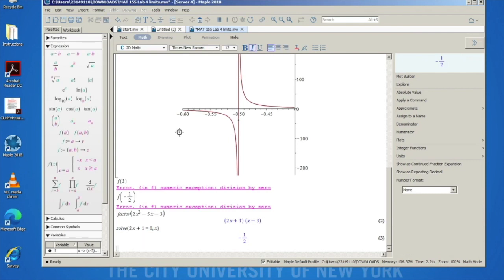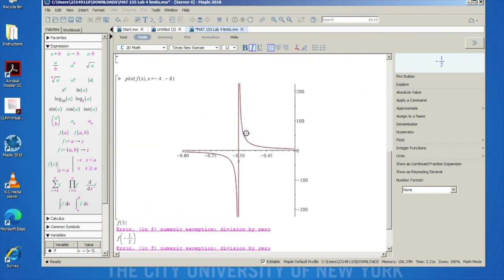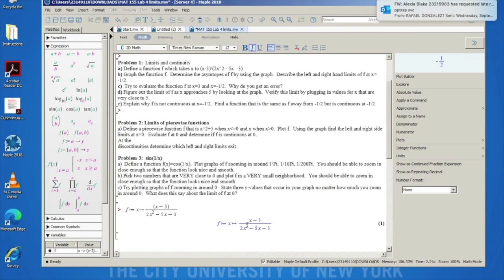So that is why we're getting these errors, because whenever we plug in either value into the function, we are dividing by 0. So that means that these values are not part of the domain. And remember, whenever we have this, we have vertical asymptotes. So when do vertical asymptotes occur? They happen when you divide a rational function by 0.